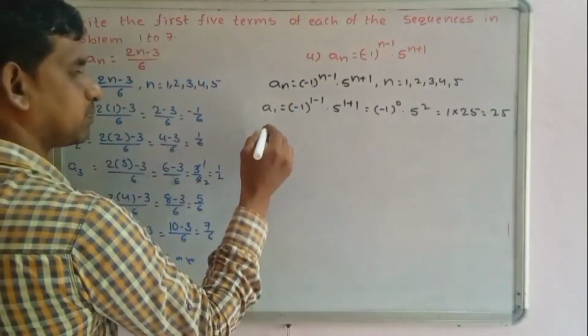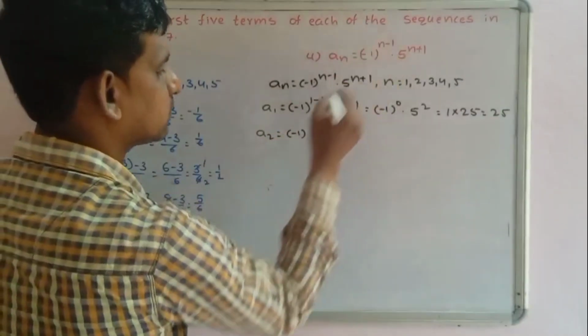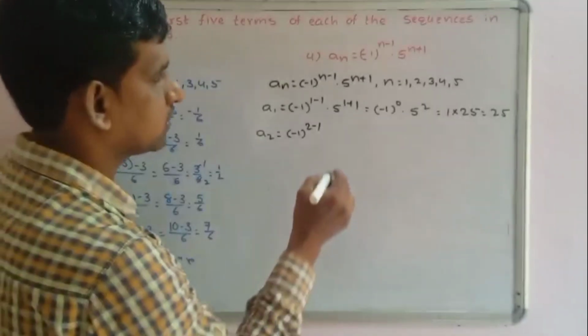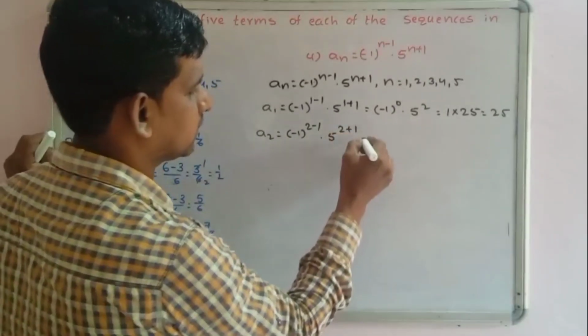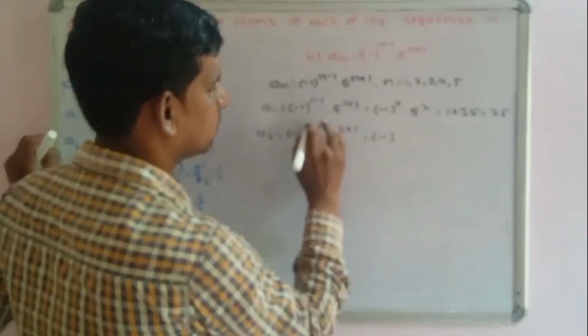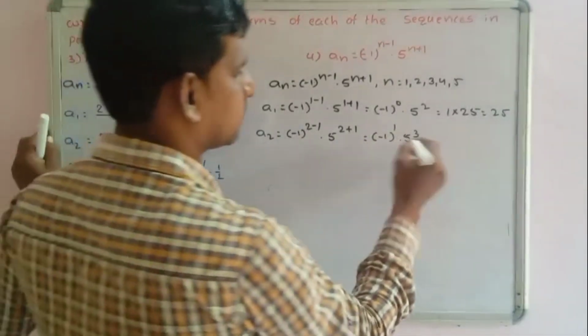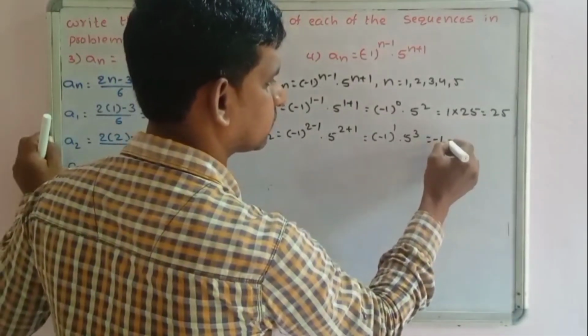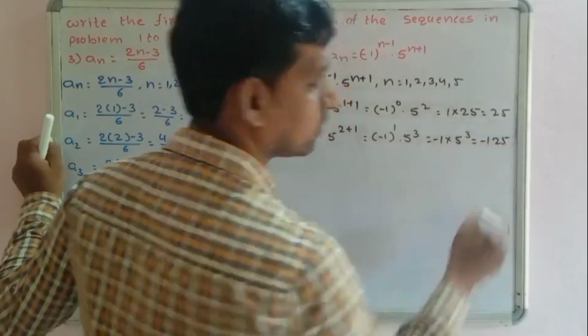Next, a2 equals to minus 1 power 2 minus 1 into 5 power 2 plus 1. That is minus 1 power 1, into 5 cube. Minus 1 power 1 is minus 1, into 5 cube, which is minus 125.